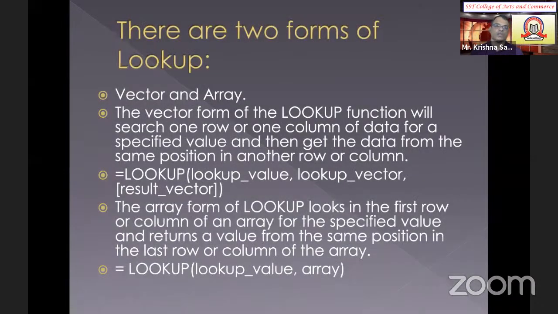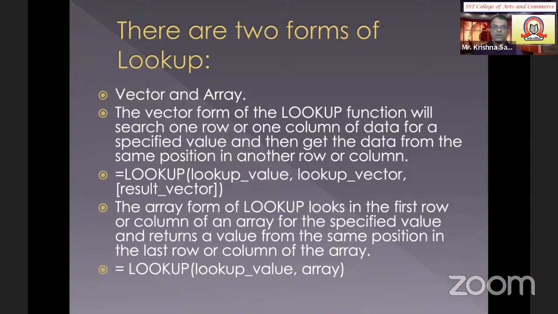So that is what is written over here. The array form of a lookup looks in the first row or column of an array for the specified value and returns a value from the same position in the last row or column of the array. So here, if you consider a table of 4 columns, it will look for the value in the first column and it will give the values in the last column.